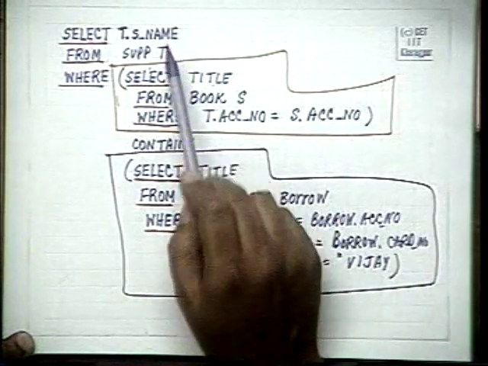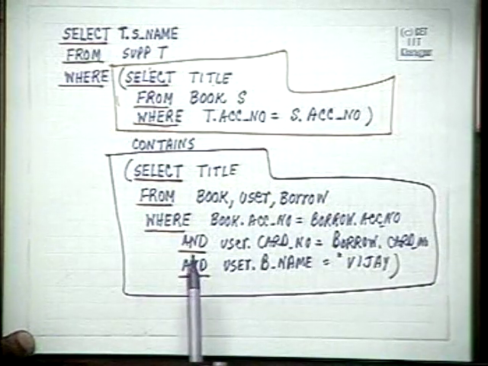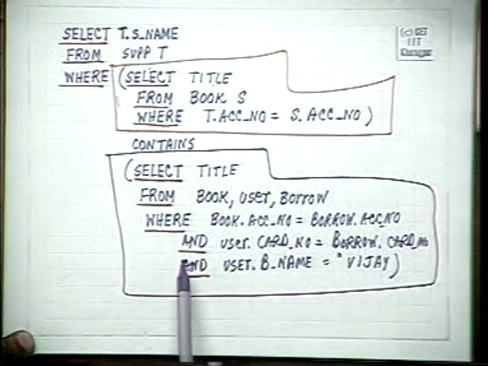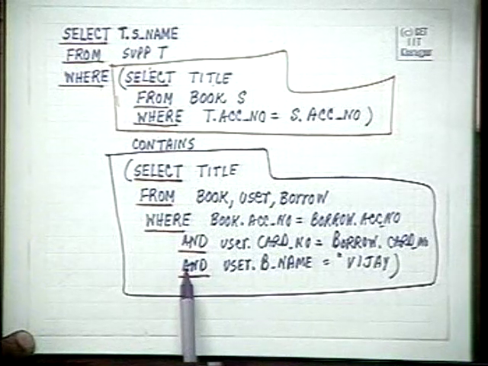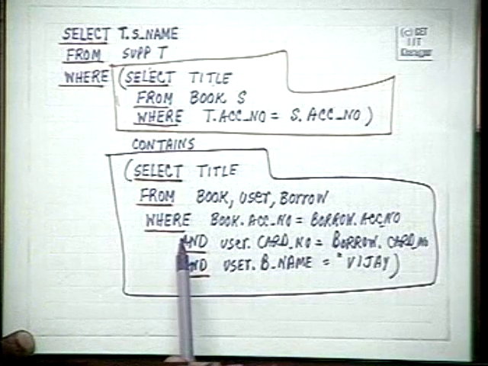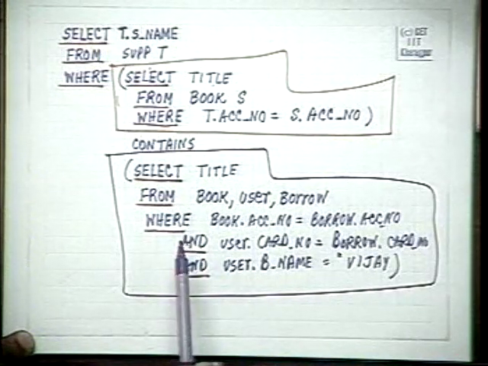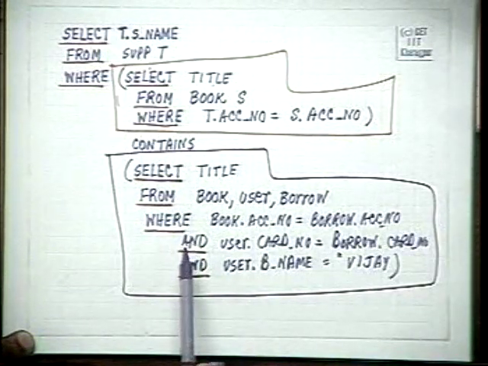So this will give us the names of all suppliers who have supplied titles corresponding to all the books issued by Vijay. This corresponds to the division operation in relational algebra. We use the division operation to solve this, and we use the for all operation in tuple relational calculus to solve this problem. We also did the existential queries, exists and not exists, where we found out whether the set is empty or non-empty.